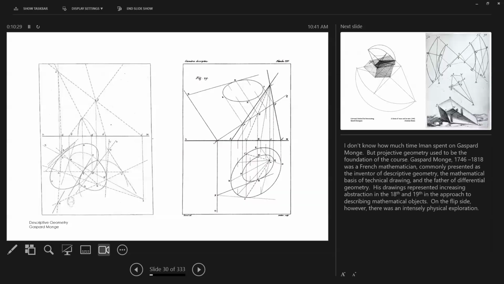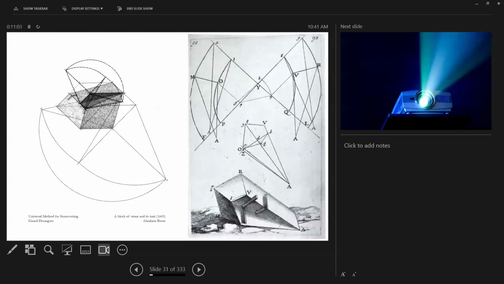So I don't know if Iman spent time on Gaspard Monge, but projective geometry and Monge used to be the starting point of that whole class. He was a French mathematician at the end of the 18th century, and the founder of descriptive geometry. These drawings are often talked about as though they represent an increasing abstraction from the process of stone cutting, the process of moving those ideas outside of the realm of the craftsman and tradesperson and into the realm of the architect.